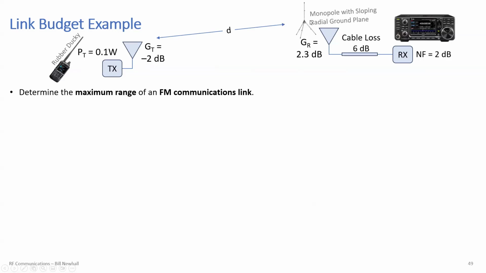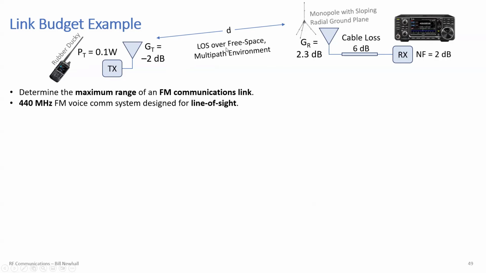And then you have a monopole antenna trying to cover an omnidirectional pattern, and that's connected to this base station here. And you're propagating over free space. So there's line of sight propagation over free space, but you do have a multipath environment. Let's say this system's operating at 440 megahertz. It's designed for line of sight and multipath components. And the RF signal occupies a 15 kilohertz bandwidth.